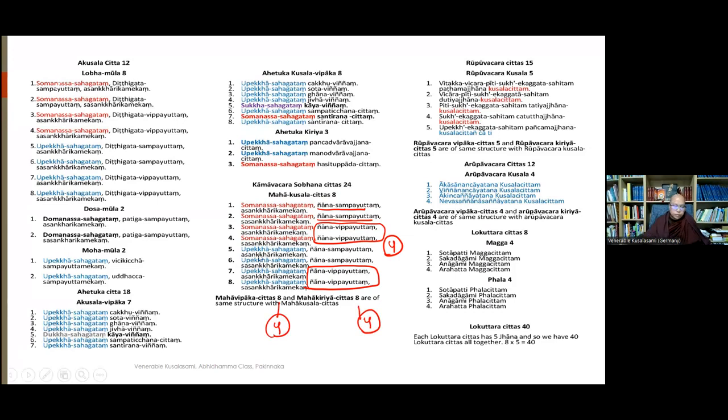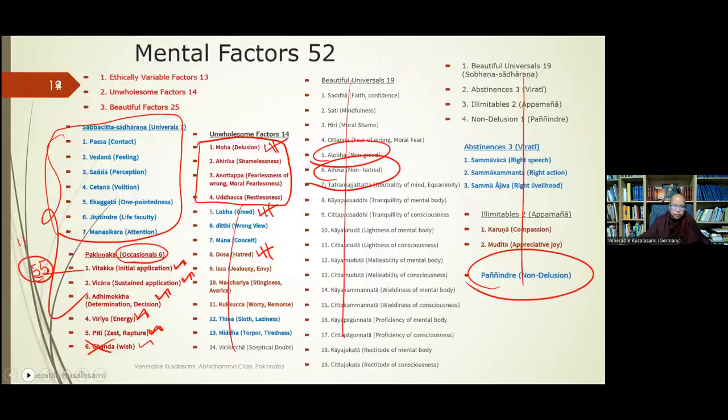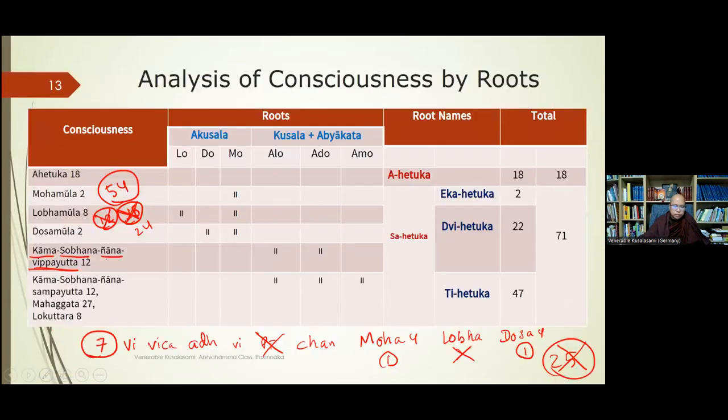So here, that means kama sobhana jnana sampayutta: sense sphere beautiful consciousness associated with knowledge, 12. You got it? So then let's go, how many roots does this 12 consciousness have?